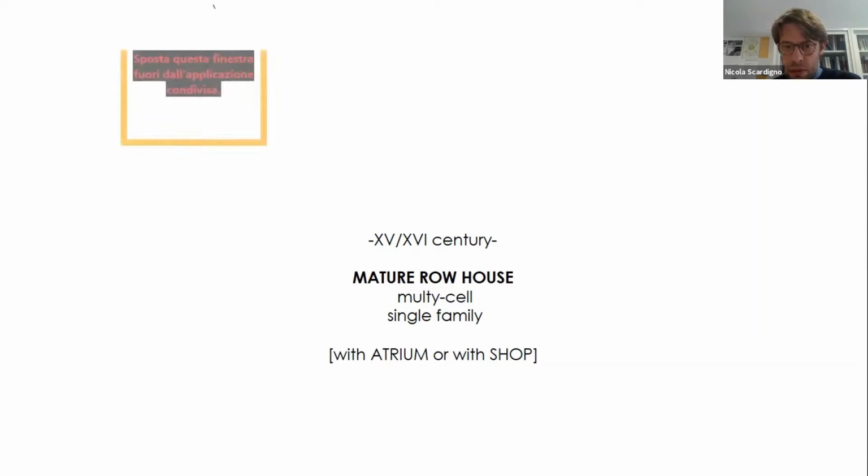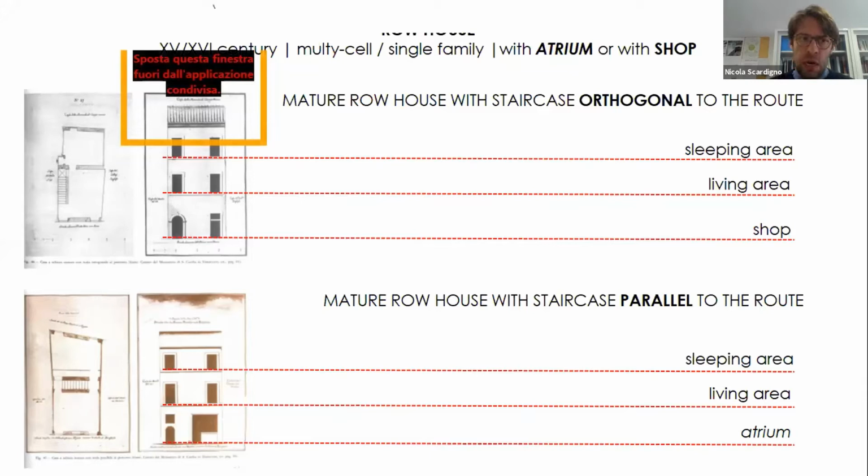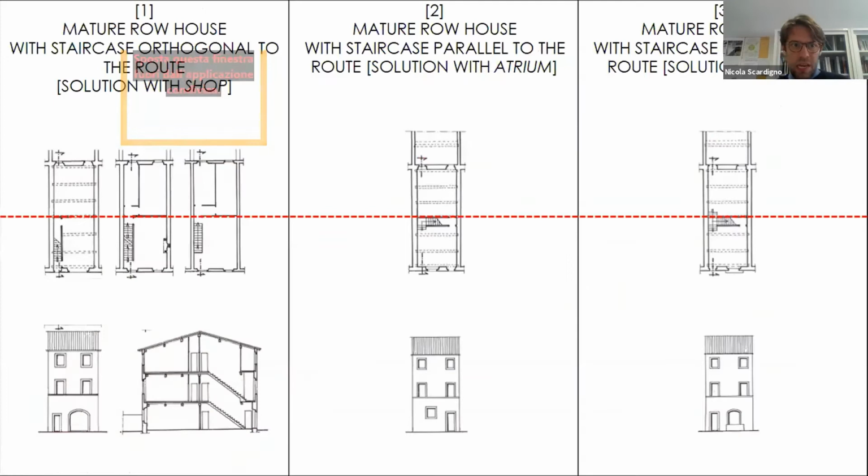Basically, we can recognize two kinds of row house: the one with a shop and the stair perpendicular to the roof, and the one with the atrium and the stair parallel to the roof. Here is an example of the already mentioned cases, with the stair perpendicular to the roof and the entrance to the shop, while with the stair parallel to the roof the entrance is configured as an atrium.